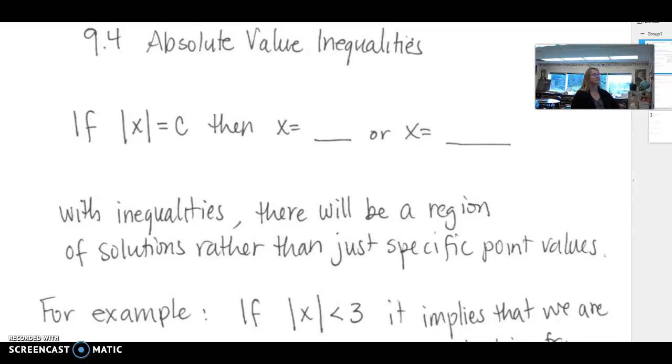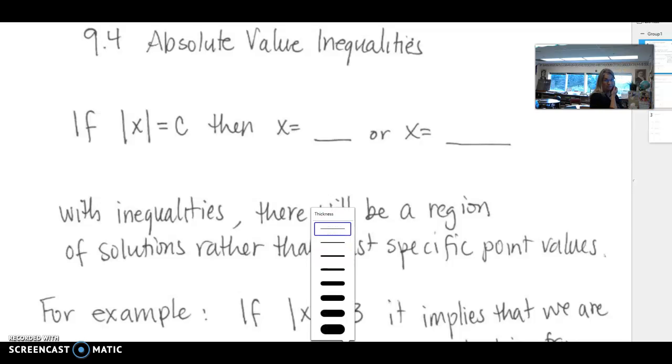Hey there. This video is going to go over how to solve absolute value inequalities. So our last one was on absolute value equations. Similar to that, but it's going to be a little bit different because inequalities indicate that we are going to have a range of solutions, not just one or two solutions.